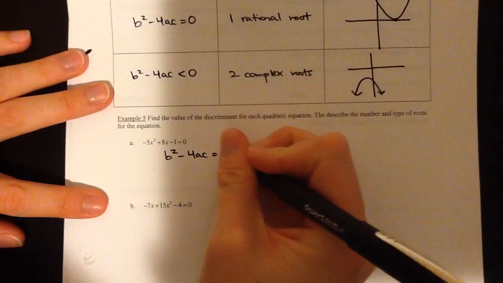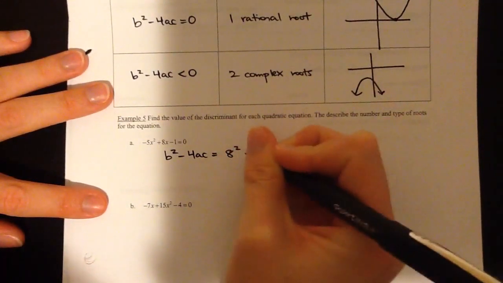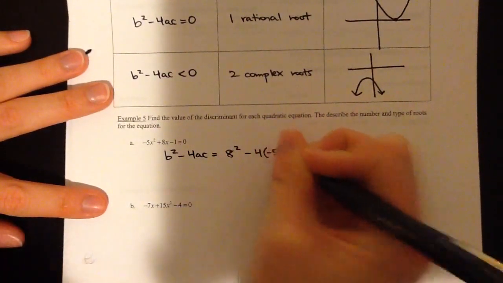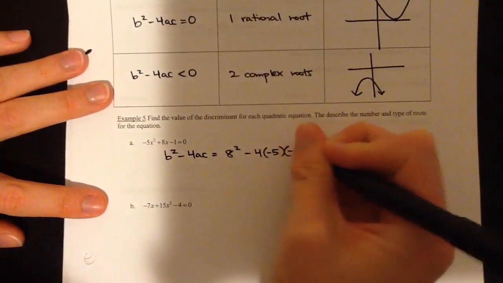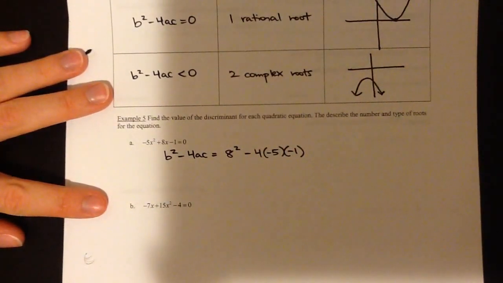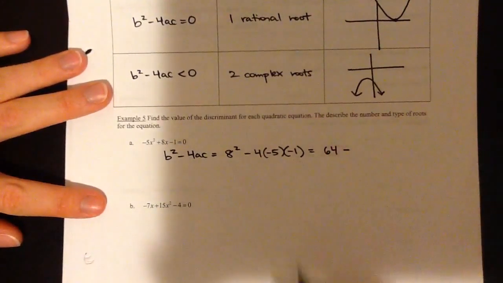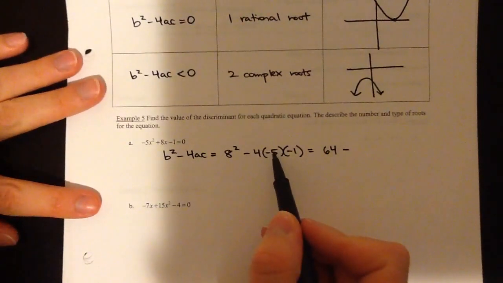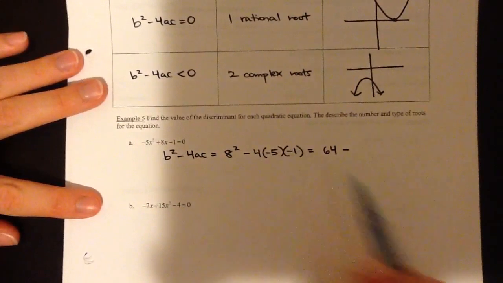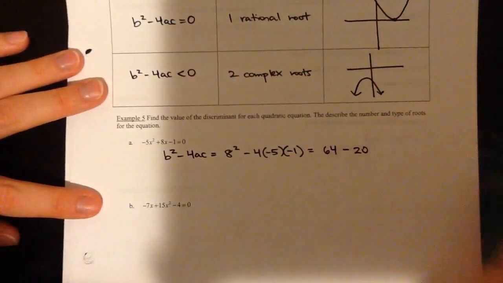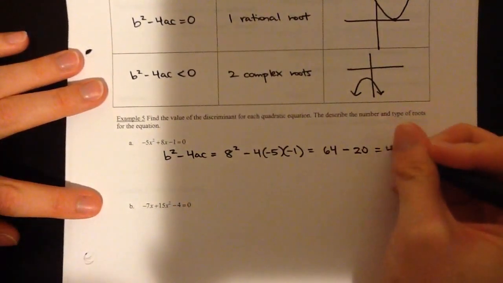So b is 8. So 8 squared minus 4 times negative 5 for a, and then times negative 1 for c. So we're going to simplify this whole thing. 8 squared is 64, and then minus 4 times negative 5 is negative 20, times negative 1 is positive 20. So 64 minus 20 is 44.